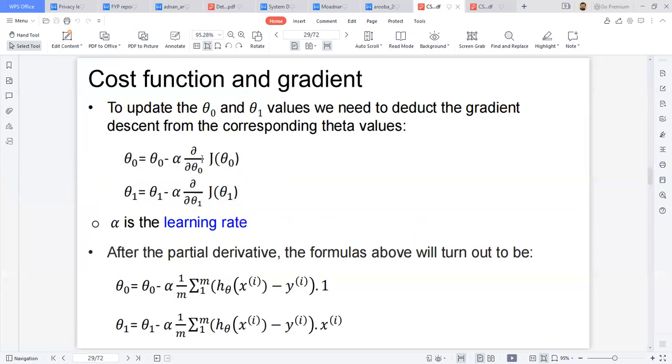We take the partial derivative with respect to theta naught and with respect to theta 1, and we get the new values. After the partial derivative, the formula above turns out to be like this one. We know how to take the partial derivative, very simple, as we have done.